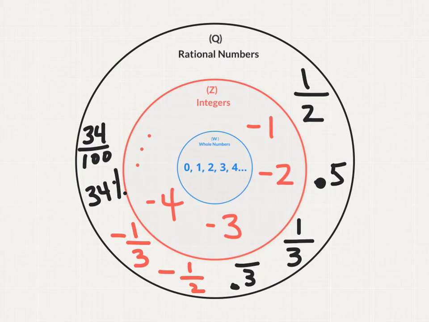Now, of course, they include all of the whole numbers and all of the integers, because don't forget, if I have -4, it could be written as a fraction by simply putting it over 1. The same way that if I had the number 3, it could be written as a fraction by simply putting it over 1. So the three number sets, whole numbers, integers, and rational numbers, all make up the set of rational numbers whose symbol is the letter Q.